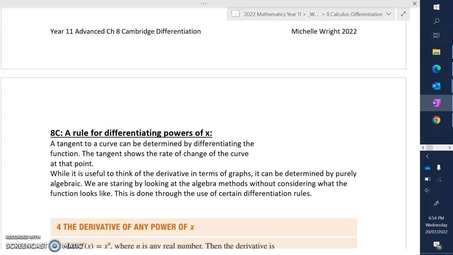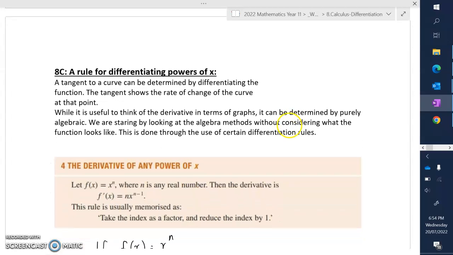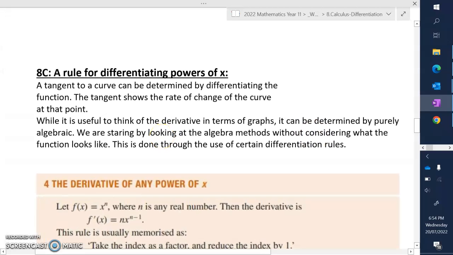So we're not forgetting 8a and b, but we're going to look at that soon. Okay, so 8c, a rule for differentiating powers of x.